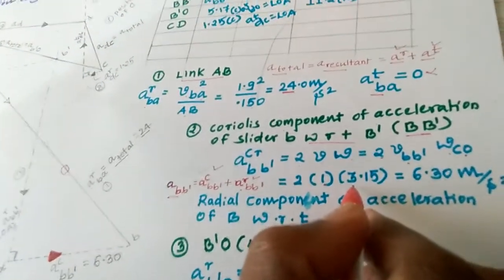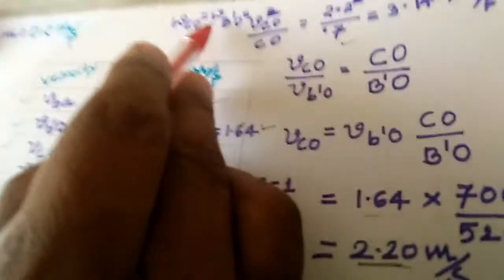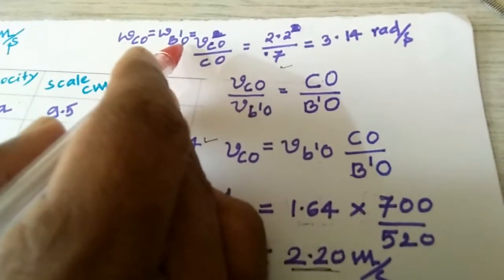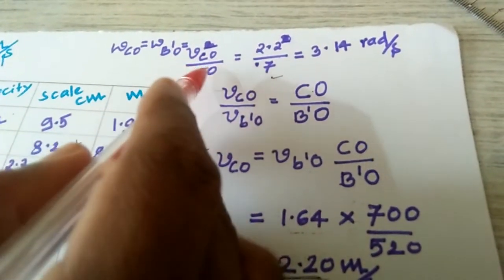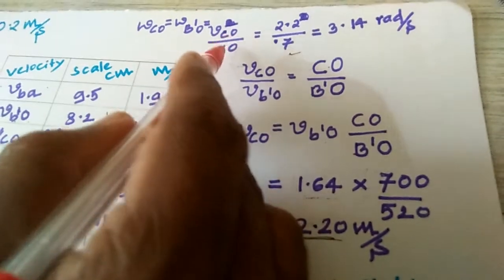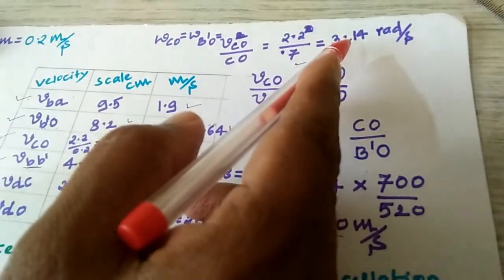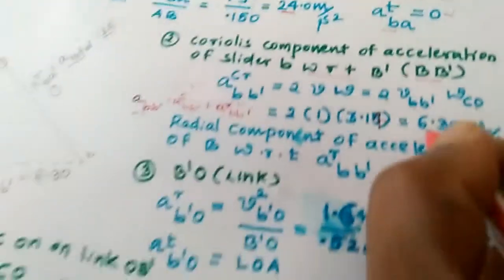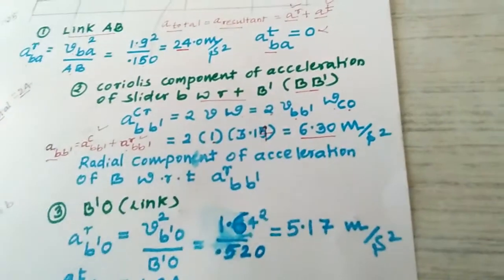Then what is the omega? You have to find the omega of CO, which I have taken here. Omega of CO, we can take this also, omega of B dash O, is velocity of CO divided by CO. It comes as 3.14. You have to take that. Okay, then you will get the Coriolis component as 6.30 meter per second square.